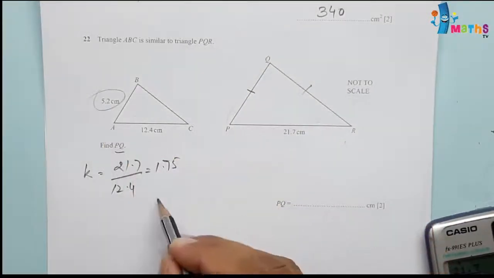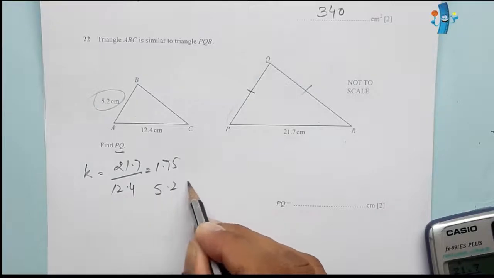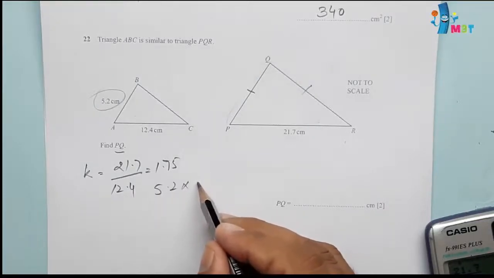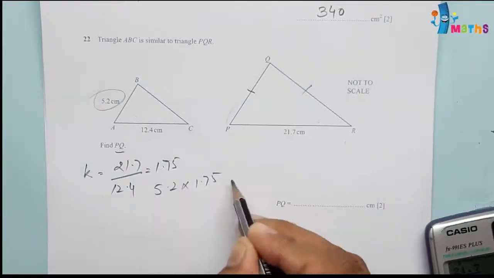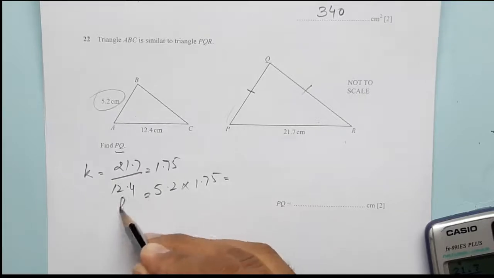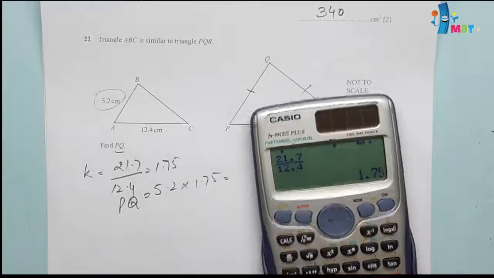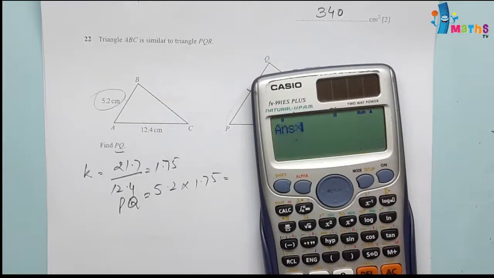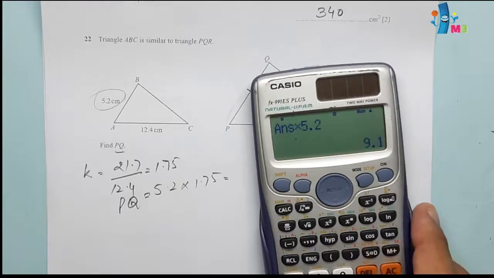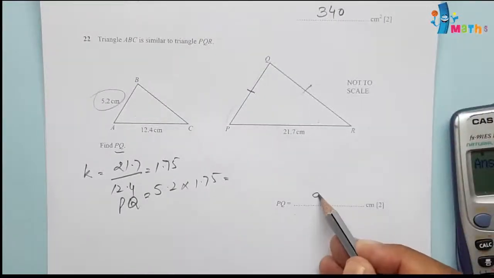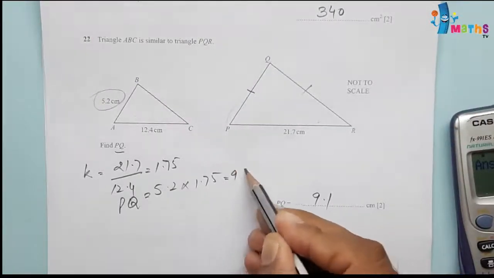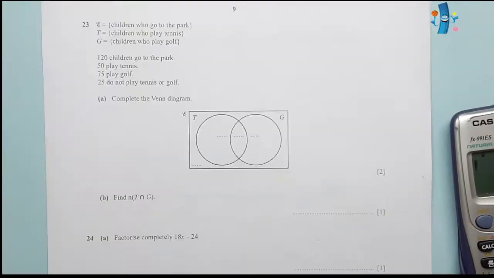So 5.2 into 1.75 will be equal to PQ. So we can use a calculator. 1.75 multiplied by 5.2 will be equal to 9.1. So this will be 9.1 centimeter.